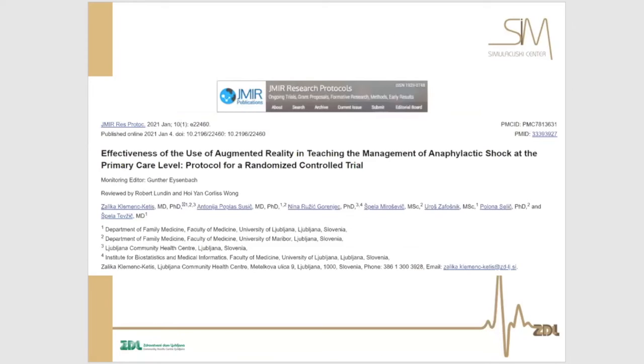And we are also engaging in research of this new method. So this is the protocol of the study that we published several years ago, and we are now performing this study, and we will see what will be the results, I hope, by the end of this year.